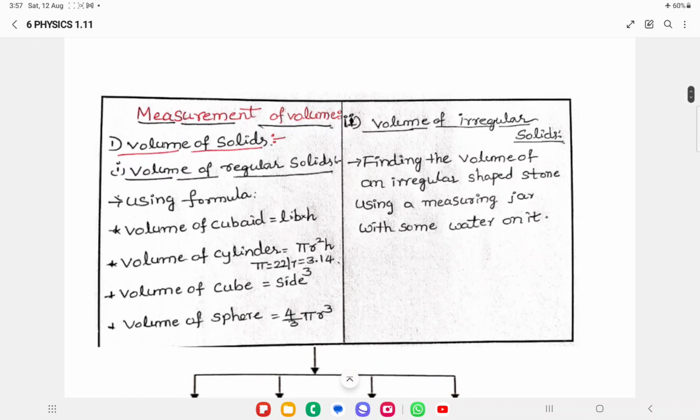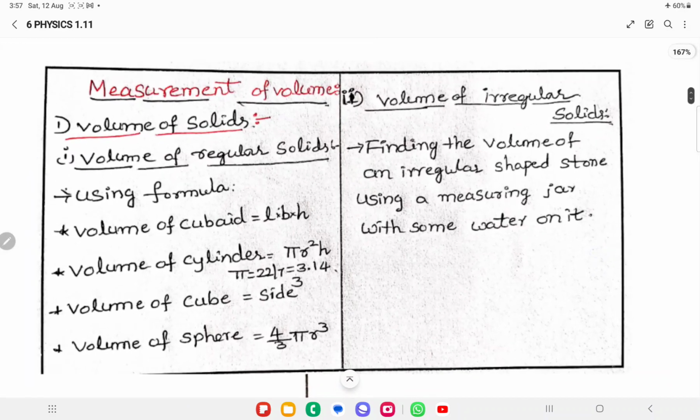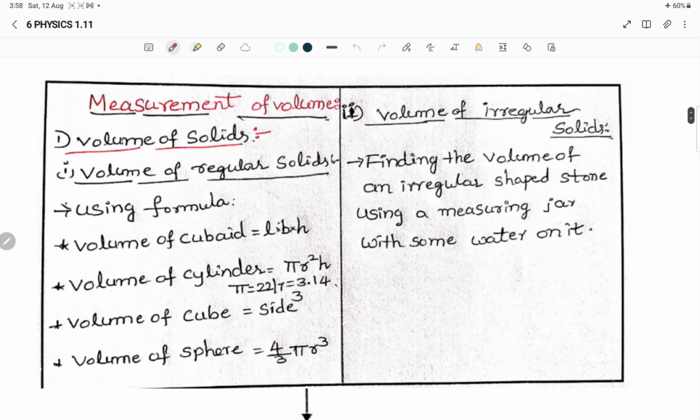In this video we will learn about the measurement of volume. Here, measurement of volume of solids and measurement of volume of liquids. First of all, measure the volume of solids. How to find the volume of solids? Here again, volume of solids has two categories.